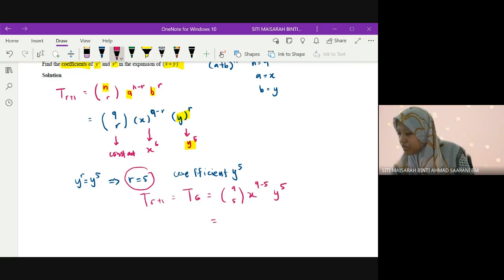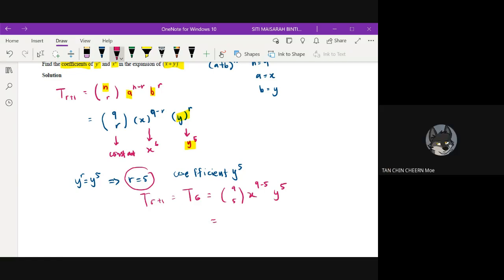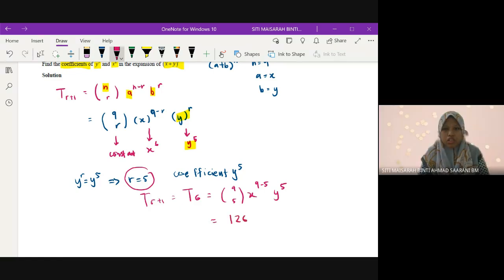Tolong kira. 126. Okay, this is 126 x power of 4, y power of 5. Jadi kalau dia nak coefficient yang depan pada y power 5 ni lah, yang ini sahaja. This is our coefficient for y power 5. Ni coefficient dia, 126 x power 4.